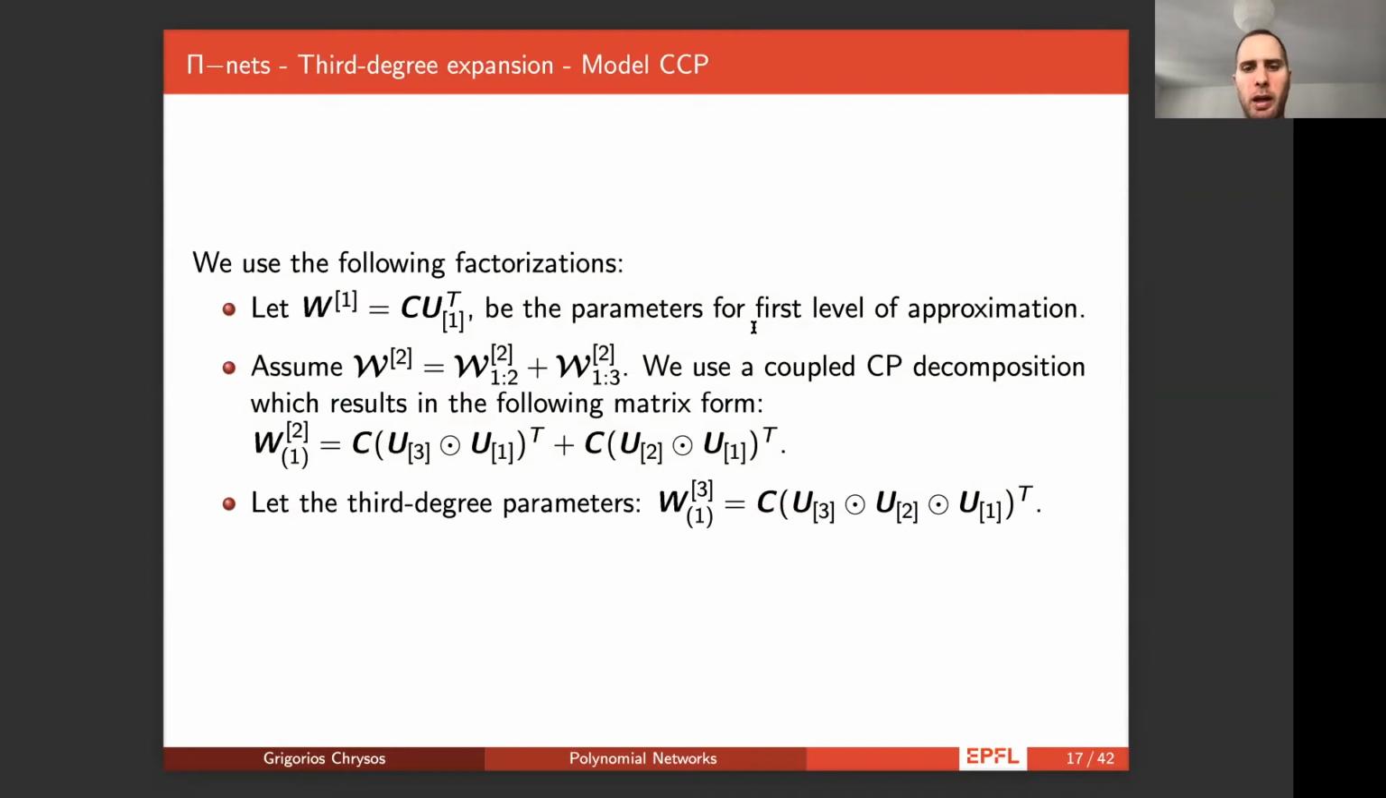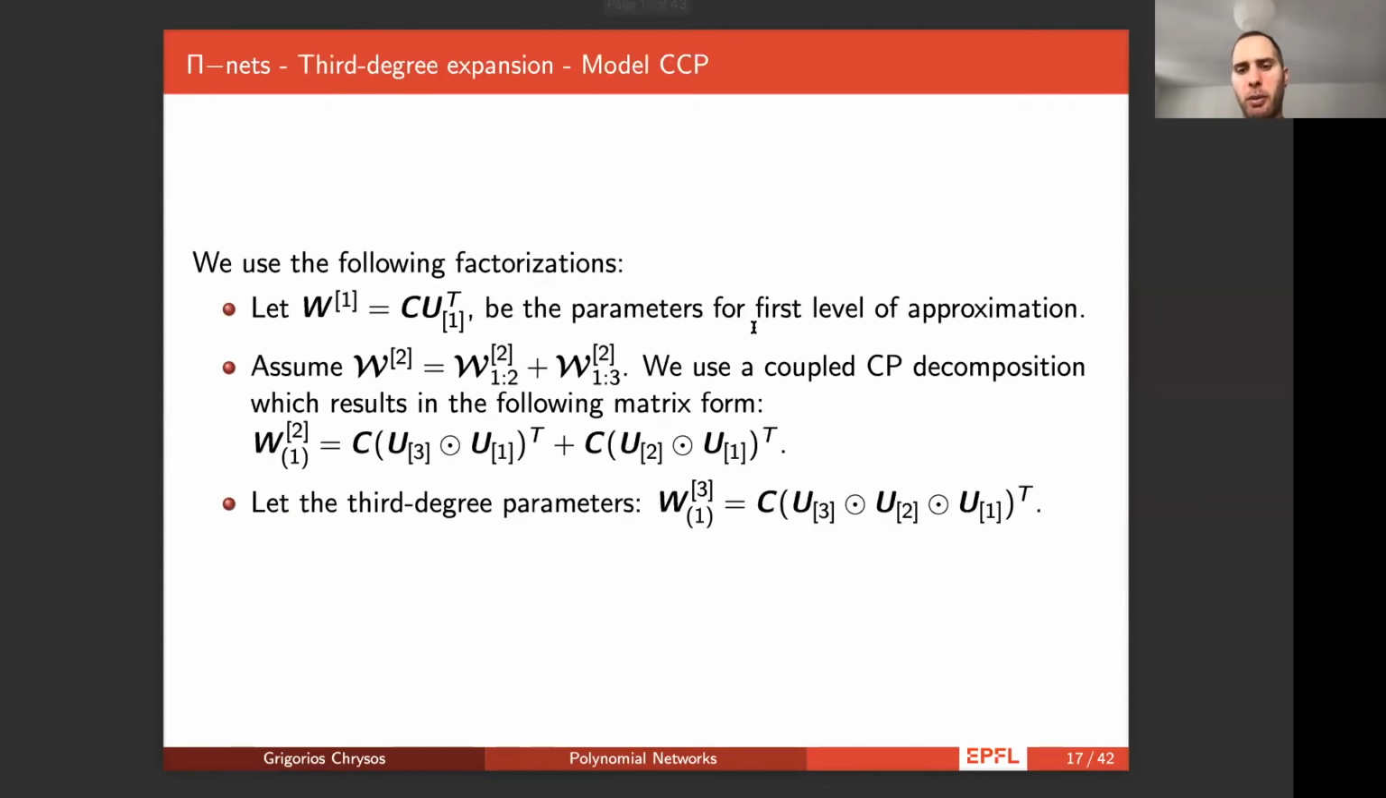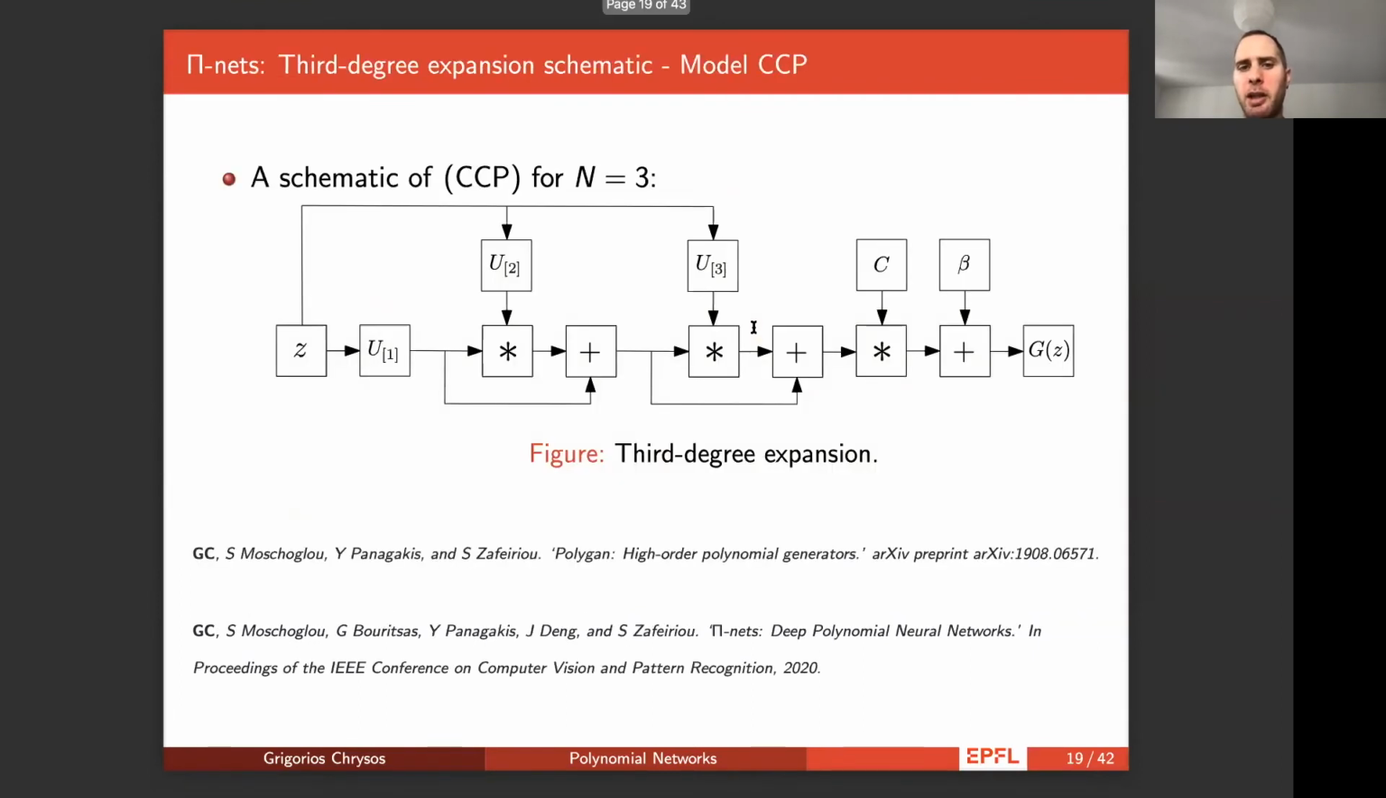So I presented equation 6. What I did then was to factorize W1, W2, W3. This is the format. Ideally we should add all of them together, and then we apply this lemma directly to obtain Hadamard products. This results in the following structure that you can see here, which is very similar to a neural network structure, but with the difference that we have this symbol, the Hadamard product.